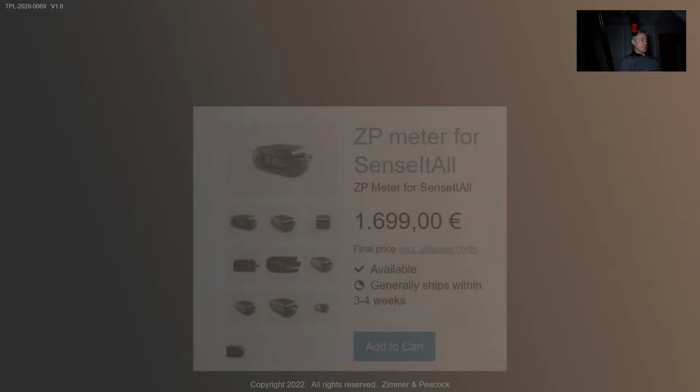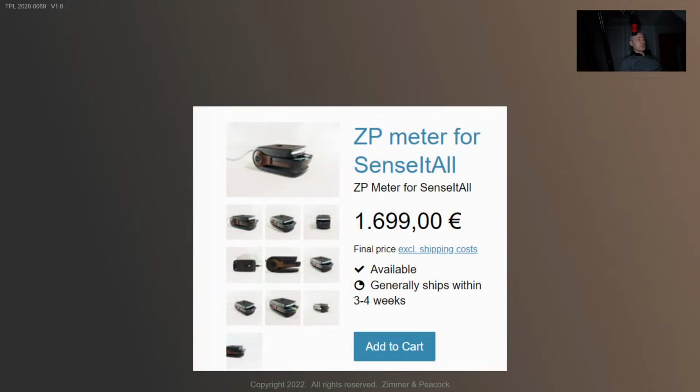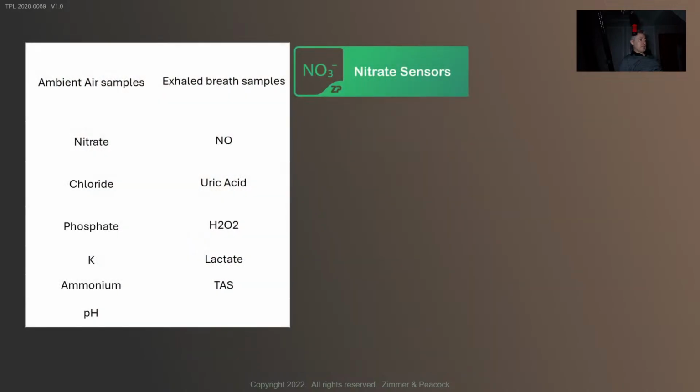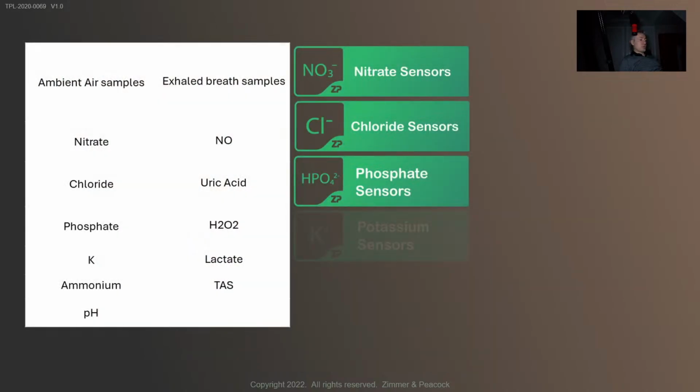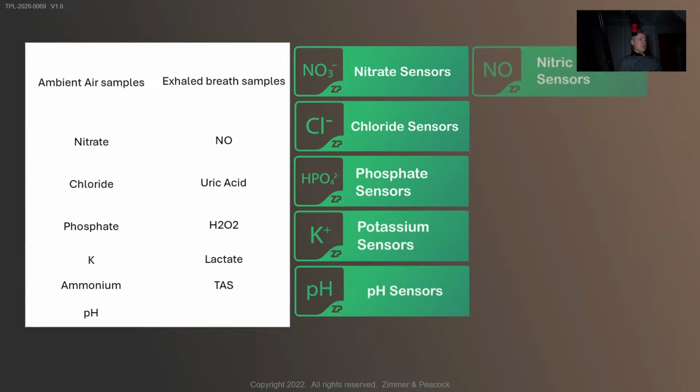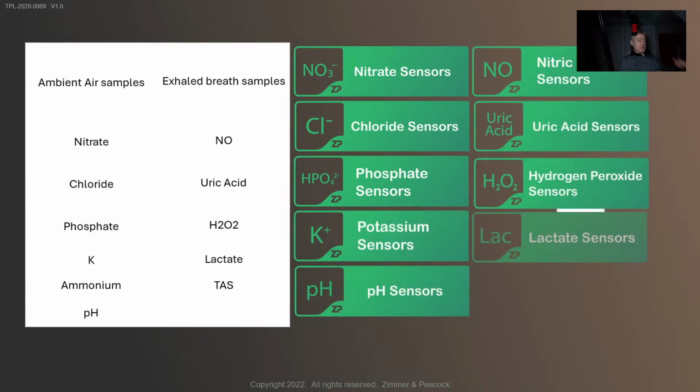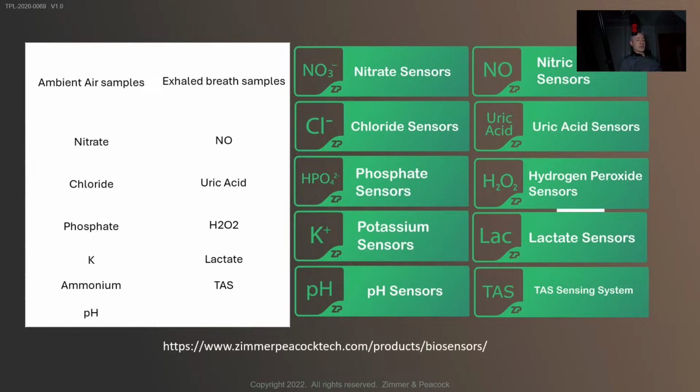These are very matured technologies. We do have our Sense It All platform. I regret that I don't have a link there, but I think a link will appear later on anyway. So nitrate is something that we have on the website: chloride, phosphate, potassium, pH, nitric oxide, uric acid, hydrogen peroxide, lactate. But my genuine suggestion is go for nitrate and go for TAS as a starting point. When people go too wide too soon, they give themselves too many problems or too many unknowns.